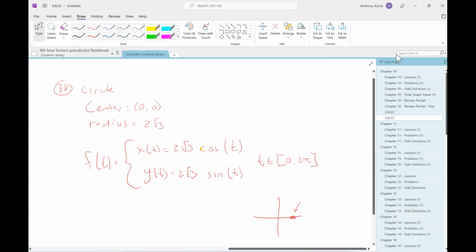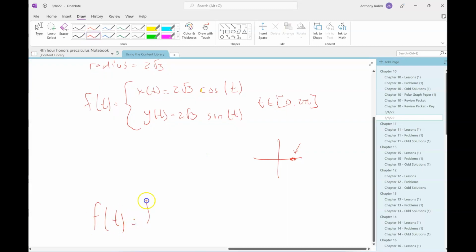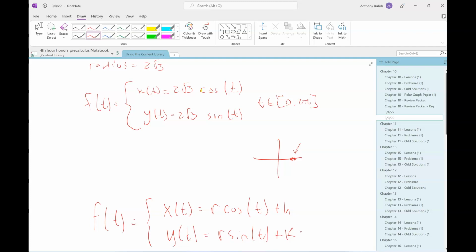So really, if we wanted to, we could say that in general, it's r cosine t plus h, and this is r sine t plus k, just to make it general, right? If you think about it, if we just tack on a +1, we're just adding 1 to every x coordinate in the circle. It shifts it 1 unit to the right.